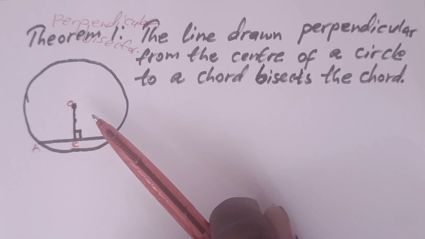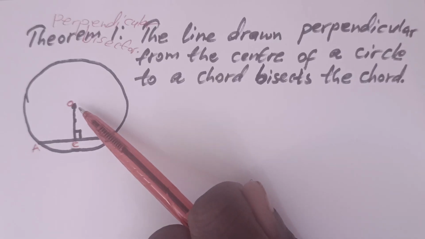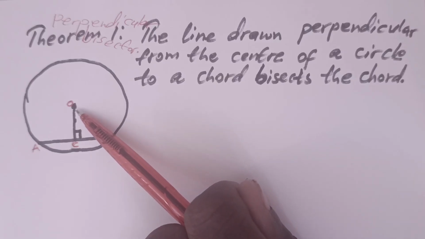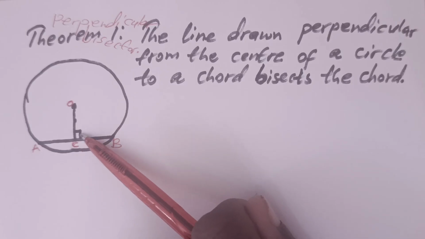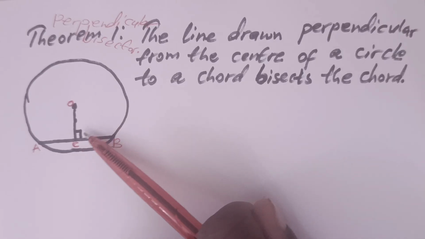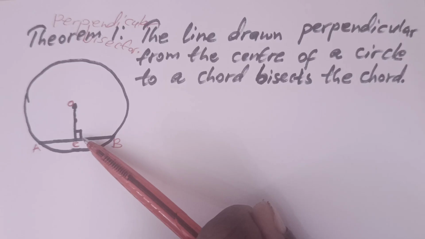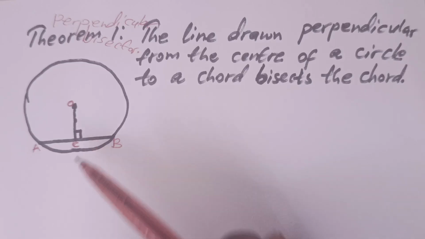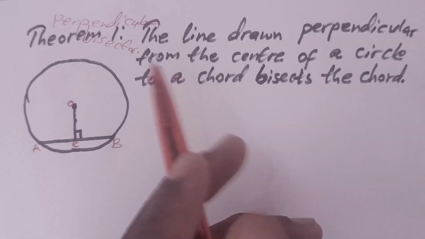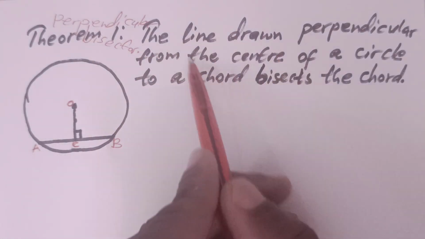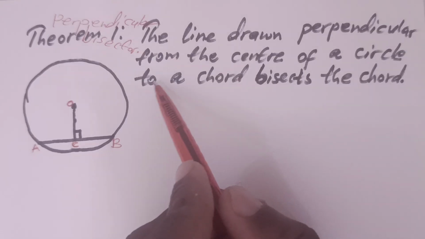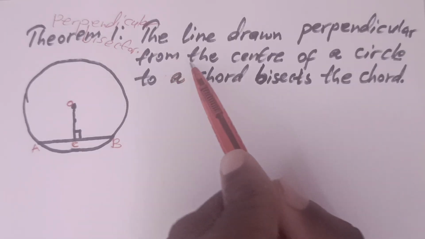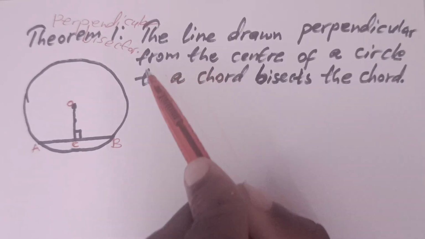A line drawn perpendicular from the center towards a chord, meaning it forms 90 degrees, a right angle with the chord. The claim is that this line bisects the chord. So let's look at the theorem, and in the theorem we're going to look at the main clause and the subordinate clause. What we are actually trying to prove is the subordinate clause.